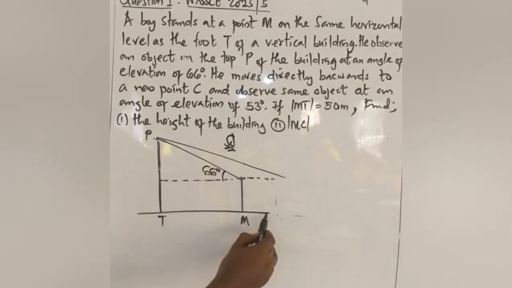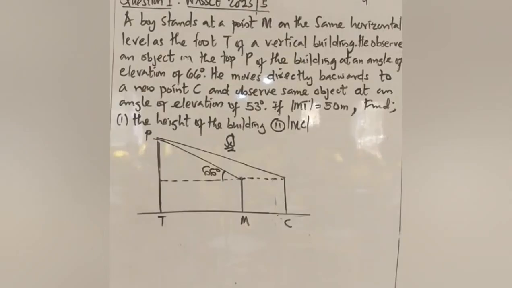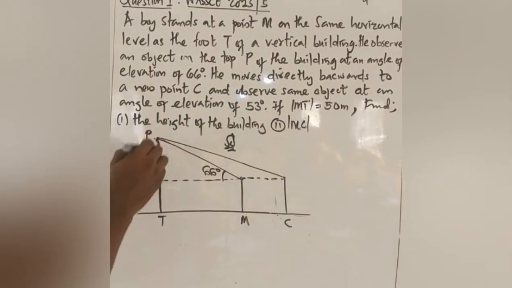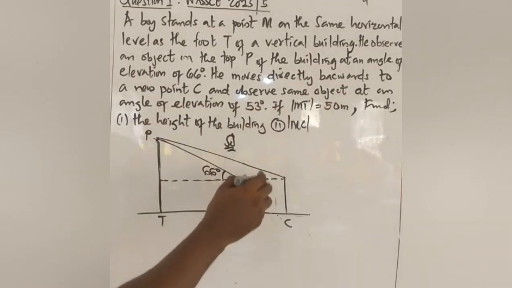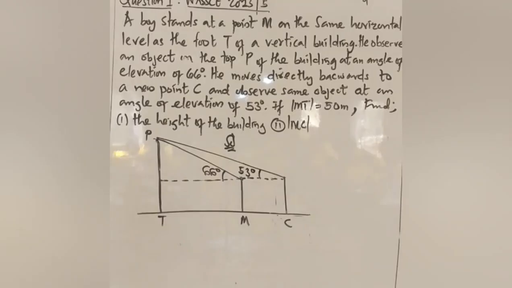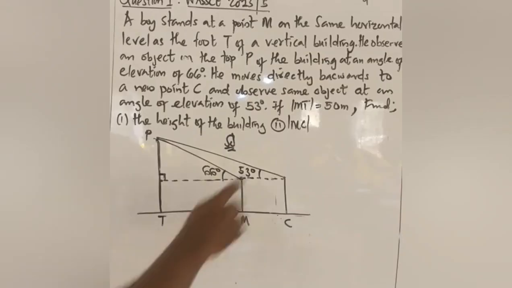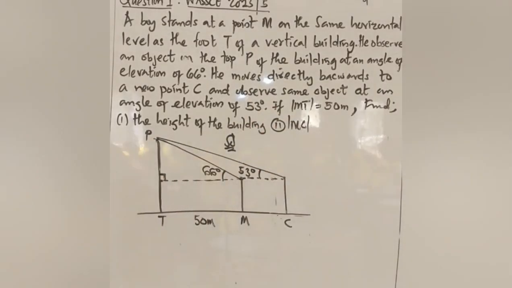So let's see this point C. Observe the same object here at the top P, at an angle of elevation of 53. The angle has dropped to 53. If MT from here to here is 50, meaning from here to here is also 50. Find the height of the building. We want to get the height of the building.